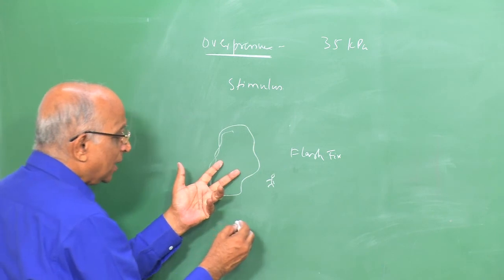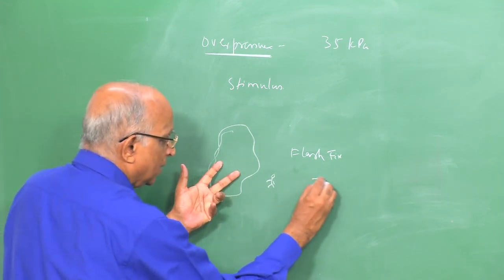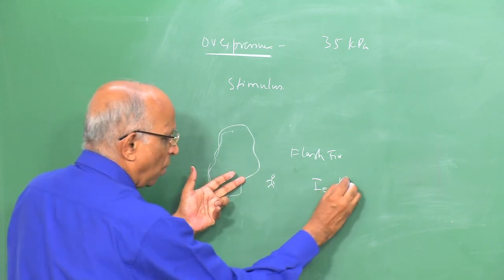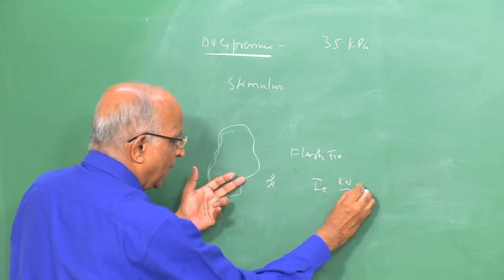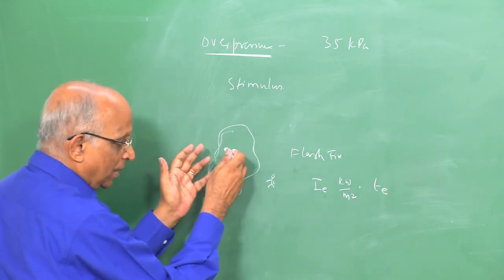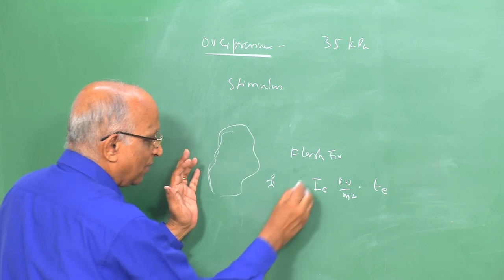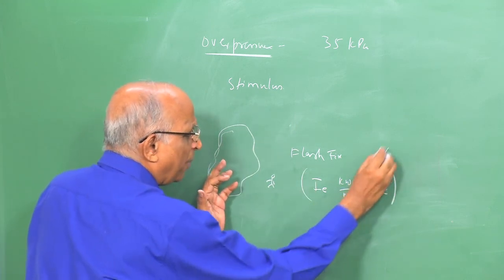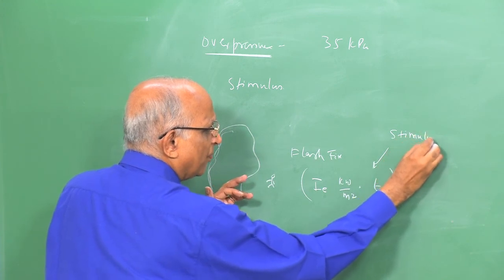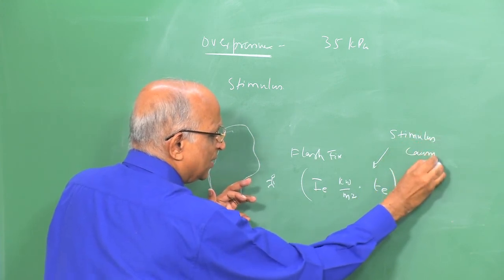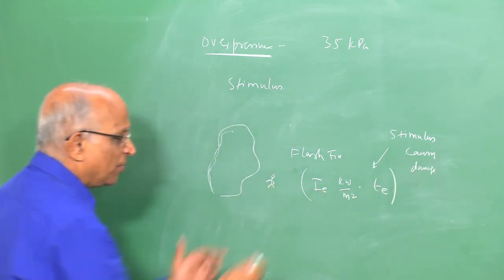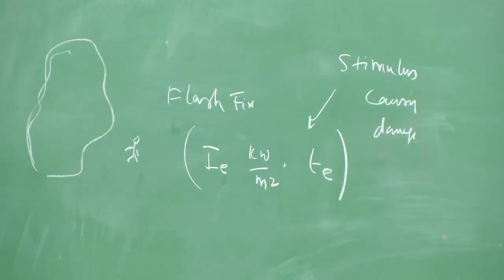Therefore, when I take an example of a fire, the intensity of radiation from the fire, I call it I_E, so many kilowatt per meter square, and also the time over which the fireball is available, should be a parameter, or that should be the stimulus causing damage. That is, the effective parameter causing damage must be a combination of some of these things. Let us take one more example.